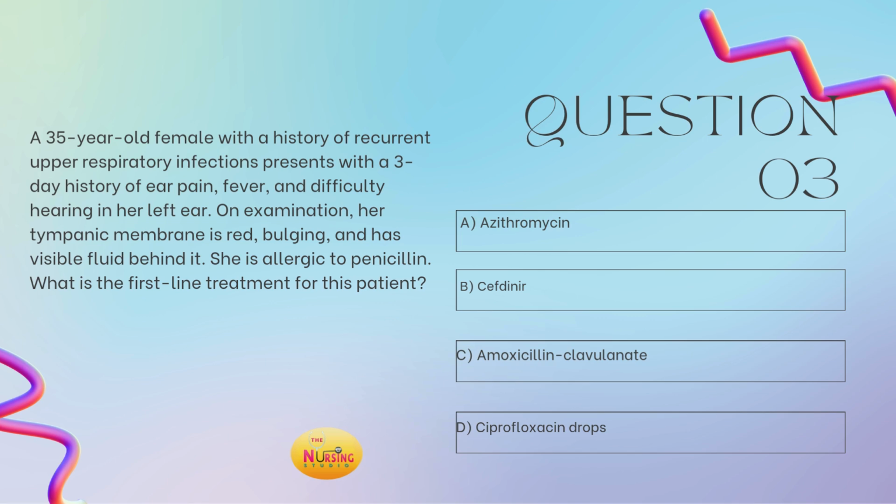So here, the stem of the question is, she is allergic to penicillin. What is the first line treatment for this patient? All right. So treatment, again, we need to look for a diagnosis. This patient here, same thing. We're thinking acute otitis media, right? Tympanic membrane is red, bulging, and has visible fluid, right? We know that we will go amoxicillin first line, augmentin second line, but this patient has a penicillin allergy.